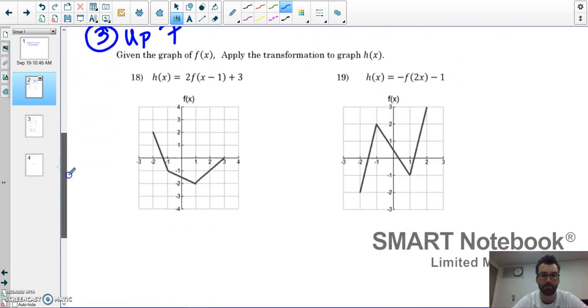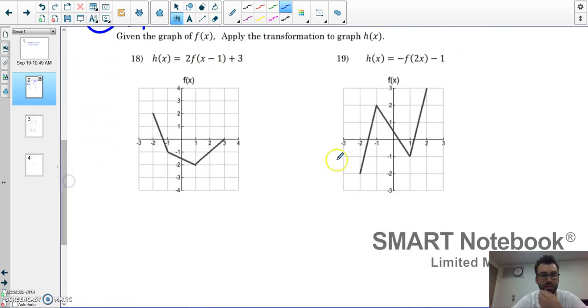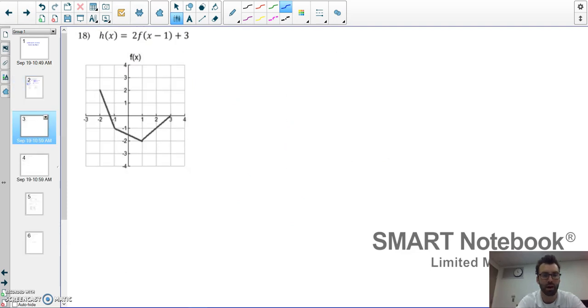Alright. Given the graph, apply the transformation of h of x. So this is going to be hard to fit on one page. Hold on. Alright, here we go. Remember, write down our original. I write down the major points. You can write more points than that if you want to. Write down all the major terms.